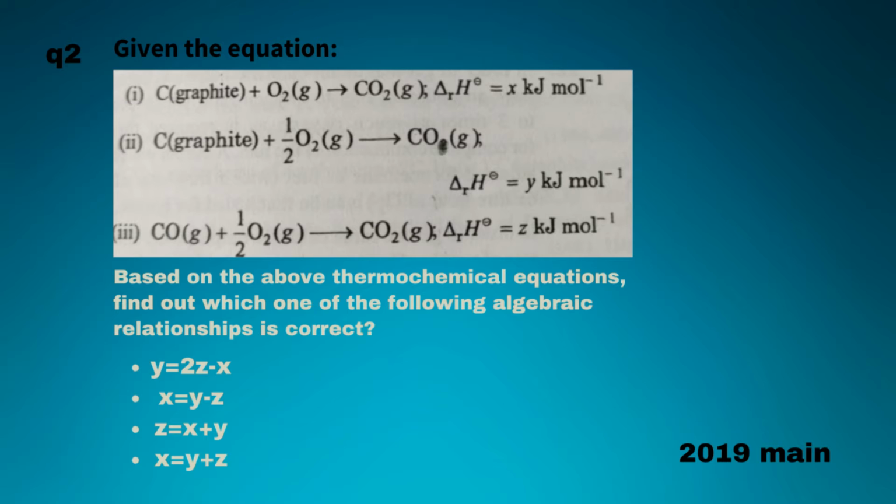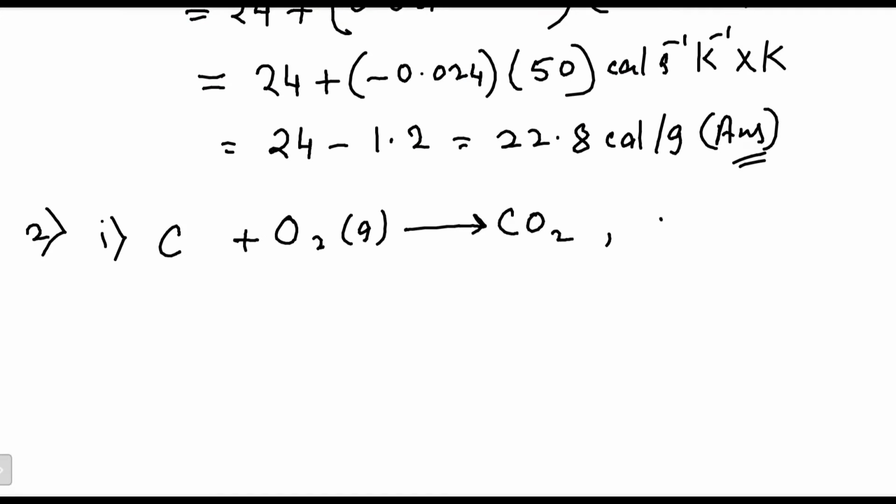Next, there are three equations given here. Based on the above thermochemical equations, you have to find which of the following algebraic relationships is correct. There are four options. Equation 1 is carbon plus O2 giving CO2, and its standard enthalpy of reaction is X kJ per mole.